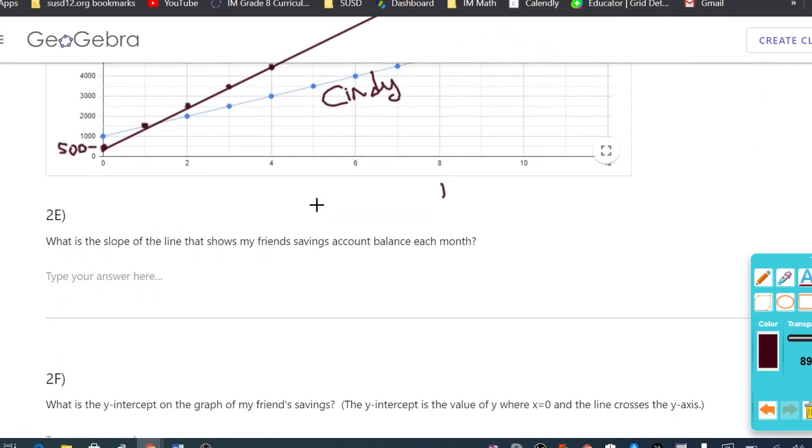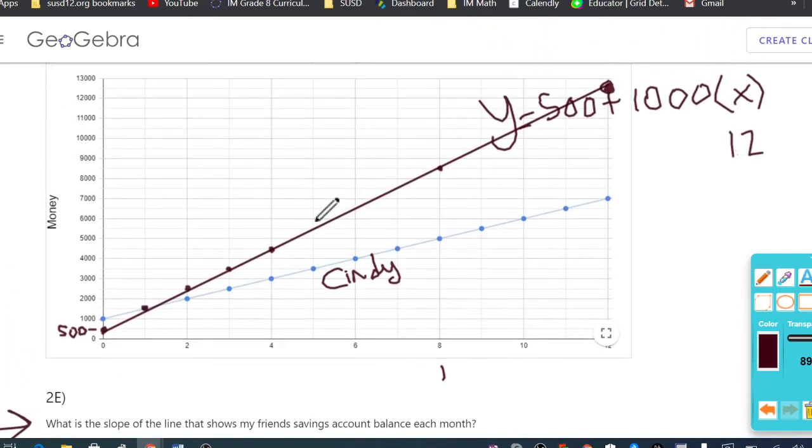Next question. What is the slope of the line that shows my friend's savings account balance each month? Okay, what is the slope? Now, if you've been paying attention, I think you can figure it out just by looking at the equation. The slope is here in the equation.